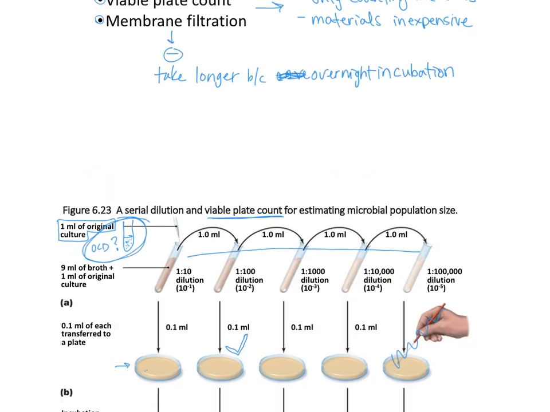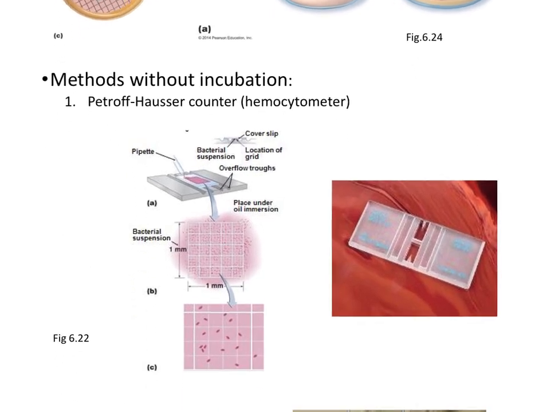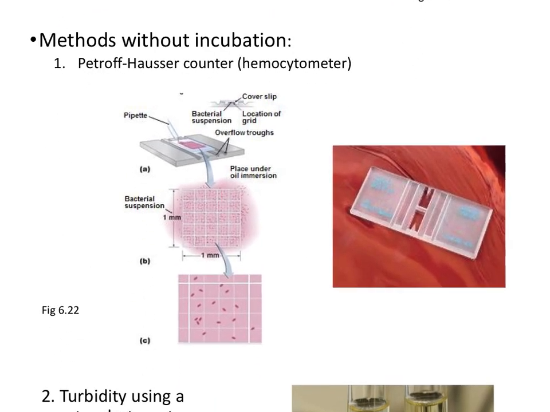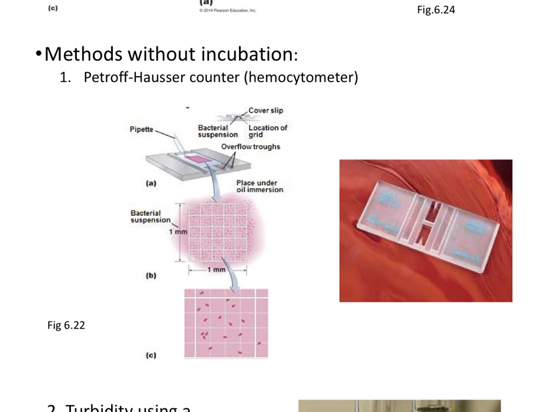Okay, so let's look at some other methods that don't require you to actually grow anything up. 4 different methods here. You could use a specialized glass slide called a Petroff-Hauser counter. Another name for this is a hemocytometer, and I typically call it that just because it's a little bit easier to say. But it looks like this.